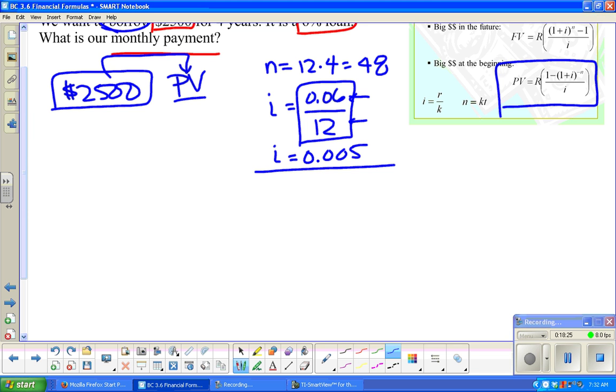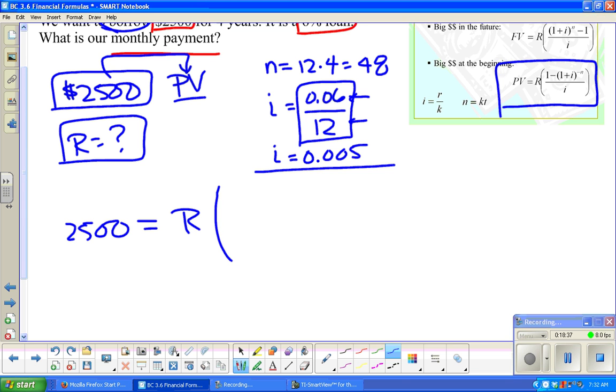Okay. All right. So the question then is, what's the regular payment? That's what I want to know. So present value equals, I want to know R. Now notice this formula is slightly different. It's really similar, but it's different. So I is 0.06 over 12 to the, please note the negative sign in the exponent this time.